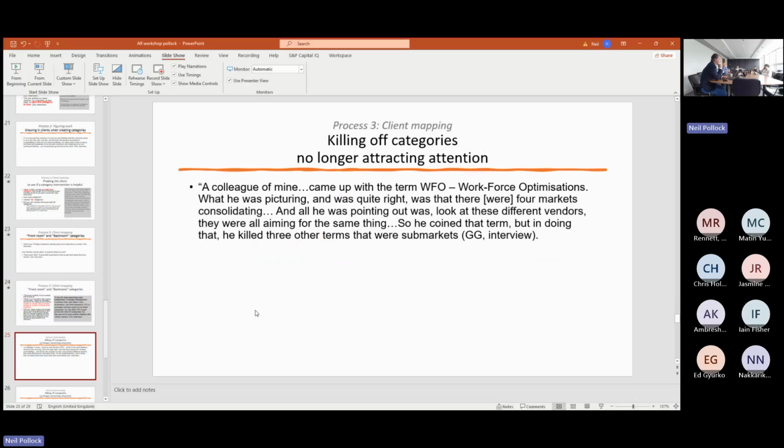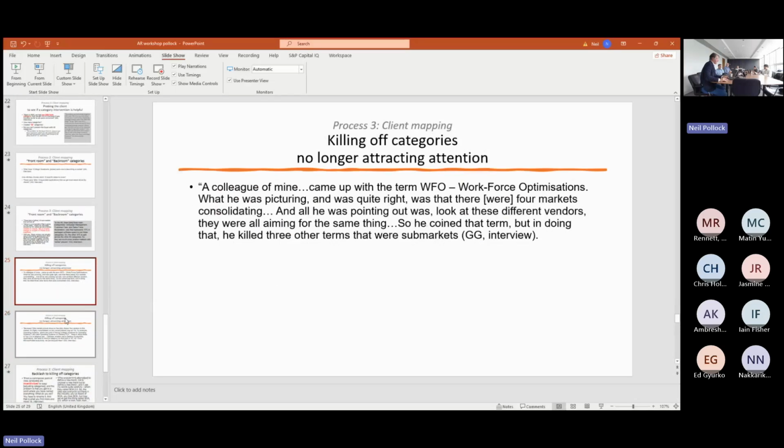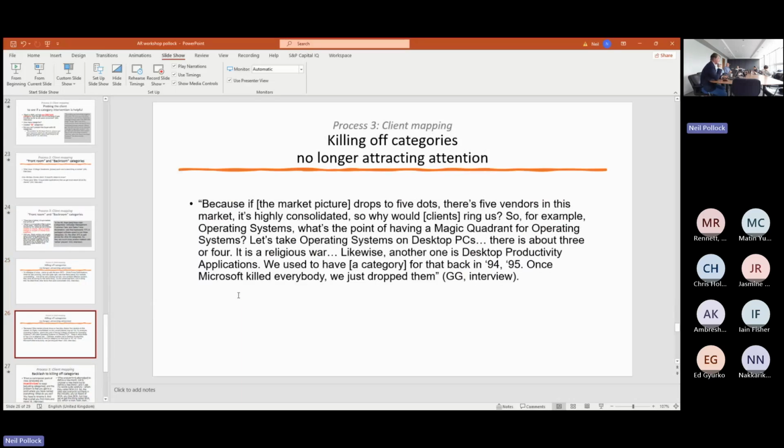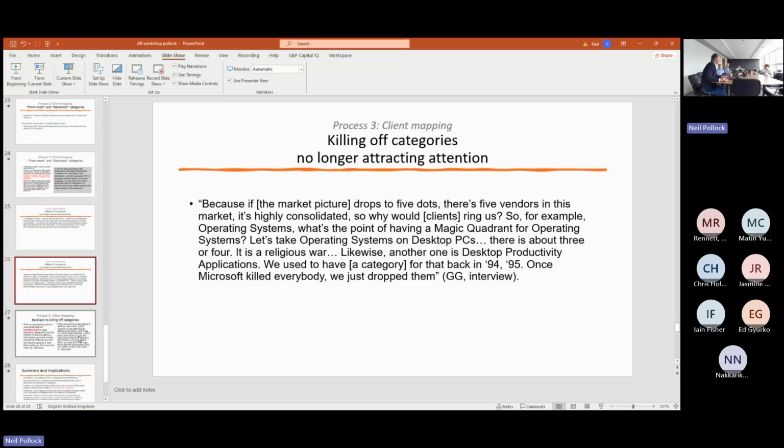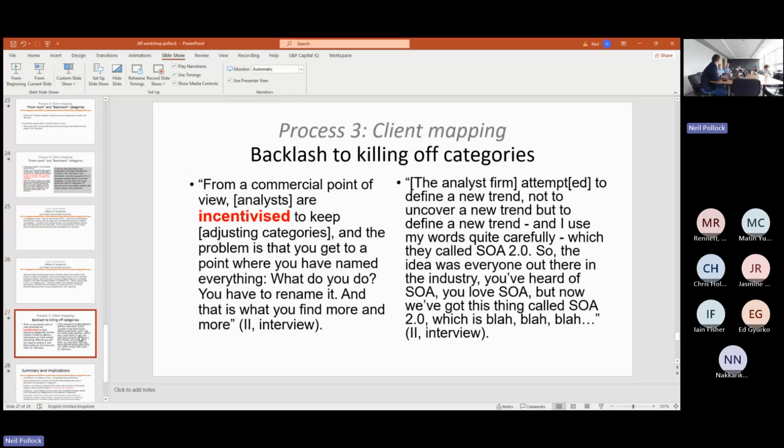So this colleague here created workforce optimization, and it was a sensible category. In doing that, he killed off a range of other categories that could suddenly no longer exist. So this killing off was a fairly normal part of the category work. Another example is where you have magic quadrants with 4 or 5 vendors. That's going to get killed off fairly soon, because what interest is there for the client? There's only 4 vendors, it's not hard to make your mind up. So those things also lead to categories being killed off. It depends if it's the first 4 vendors defining that market, or the last 4 remaining in a dying market.